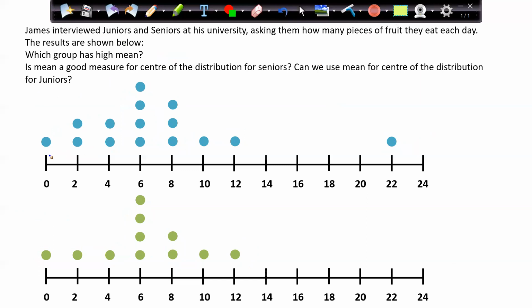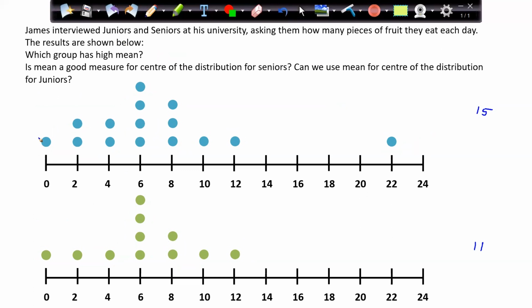So let's calculate. How many people are there? 1, 2, 3, 4, 5, 6, 7, 8, 9, 10, 11, 12, 13, 14, 15. There are 15 students in juniors. Then 1, 2, 3, 4, 5, 6, 7, 8, 9, 10, 11. There are 11 students in seniors.